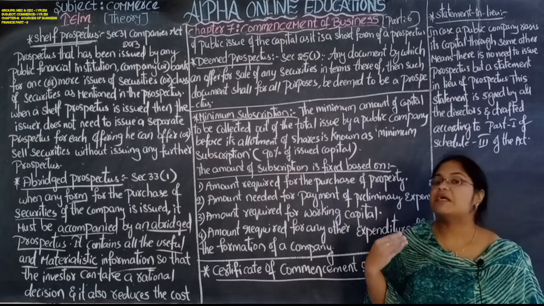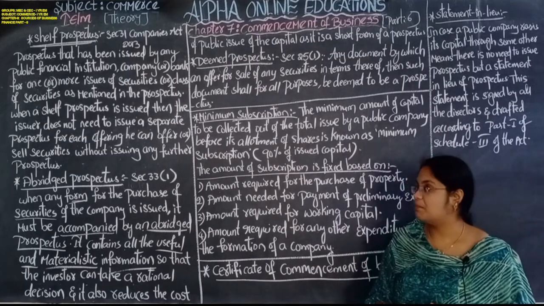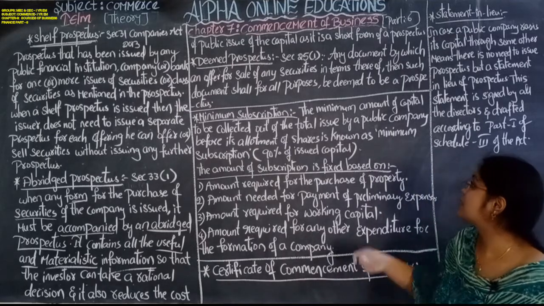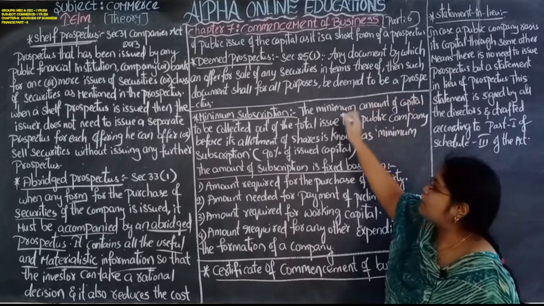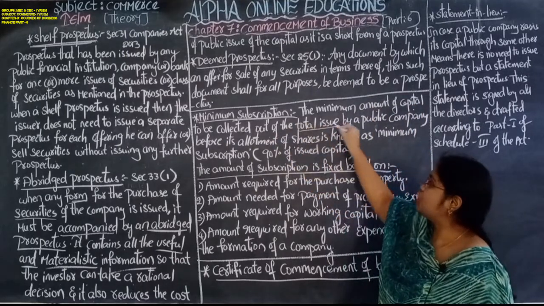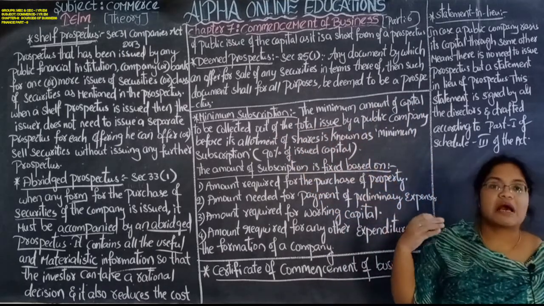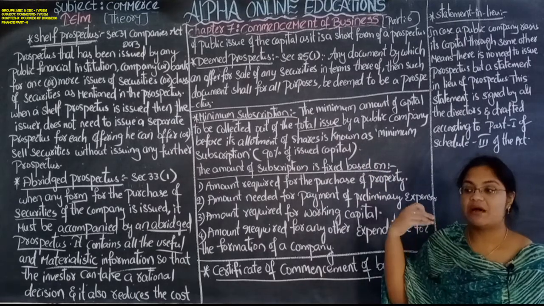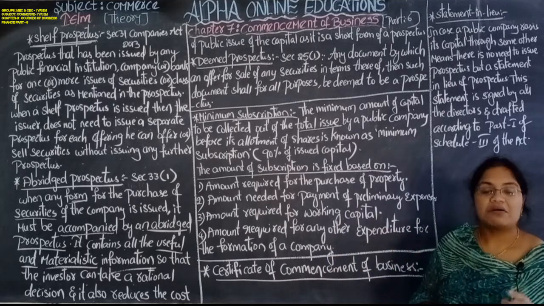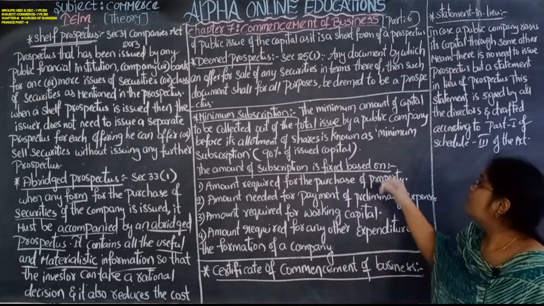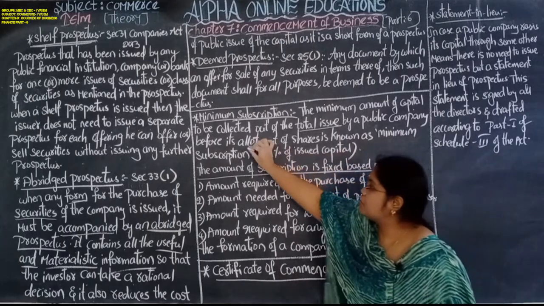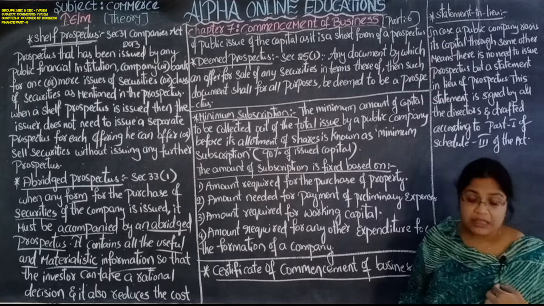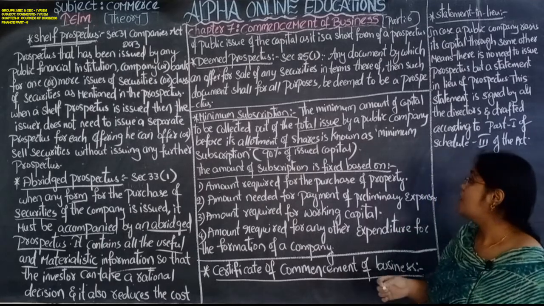If the public company fails to gather that amount from the public, at that time they have to give back that amount to the public. Let us see the minimum amount of the capital to be collected out of the total issue. Whatever the total they are issuing, from that they have to get a minimum amount, okay, by a public company before the allotment of shares. Before allotting the shares, the company should get the minimum amount of subscription, okay.